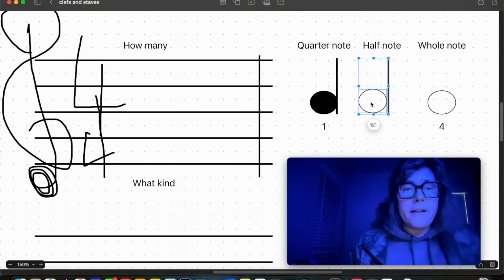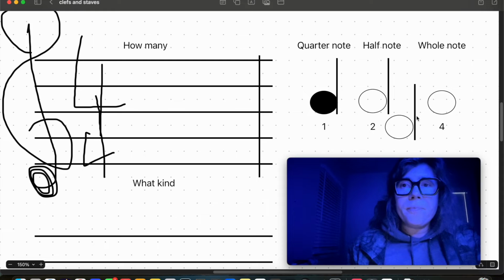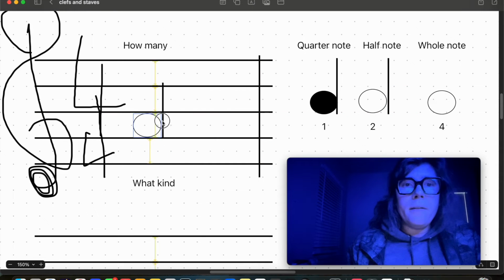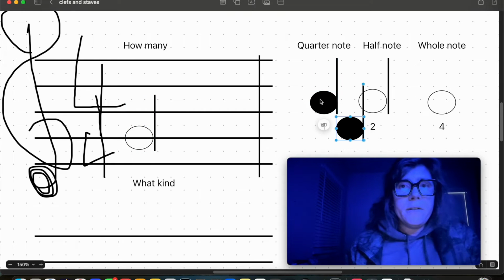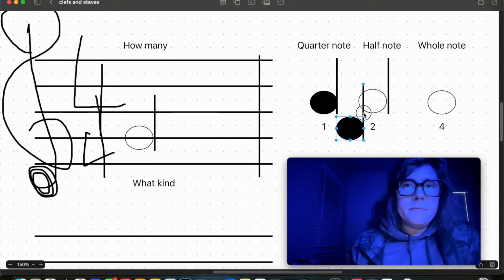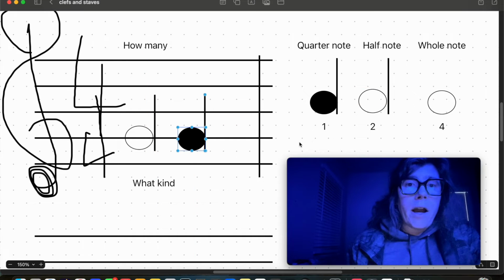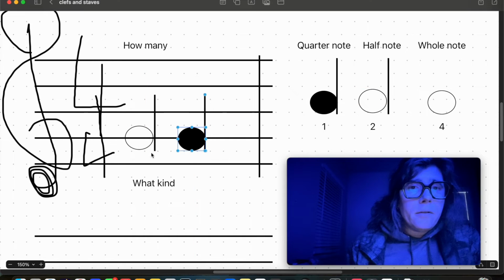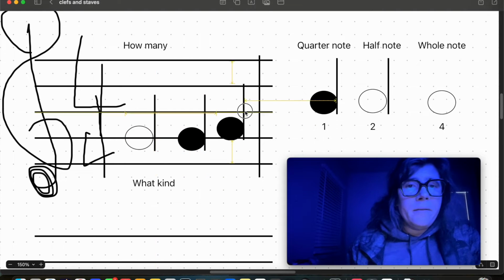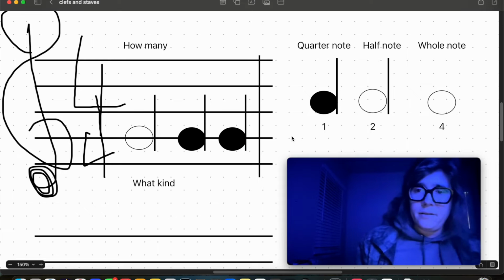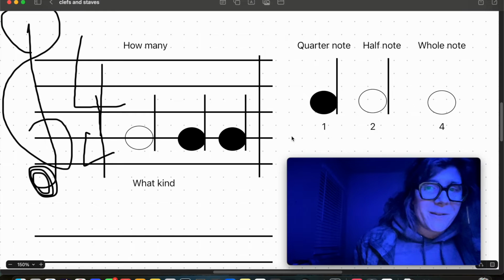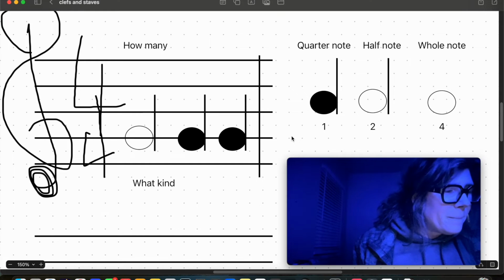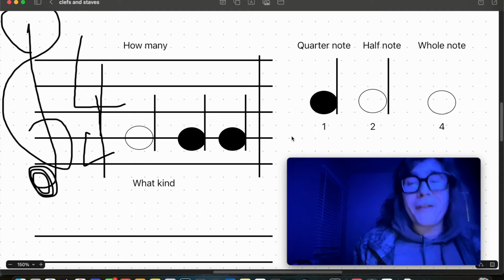Like what if we had, say, a half note and then a quarter? How many beats would that be? Only 3. So we need another one. And now the measure's complete. I just chose to put them on that line arbitrarily. Those are G's. That won't have an effect on the thing that we're talking about.